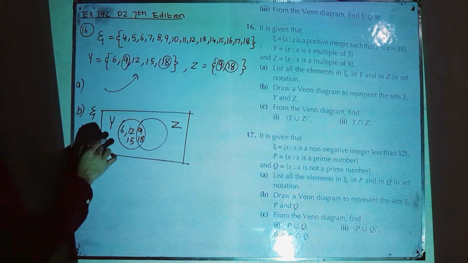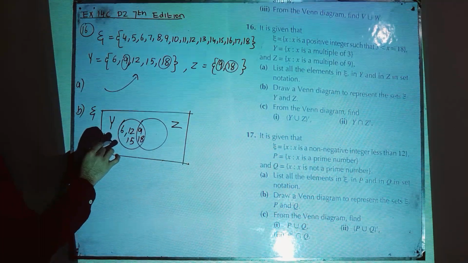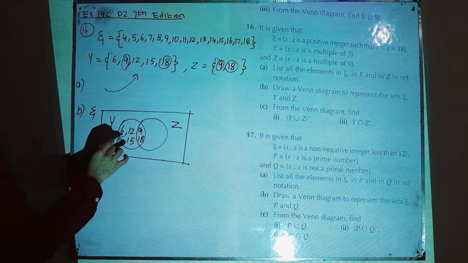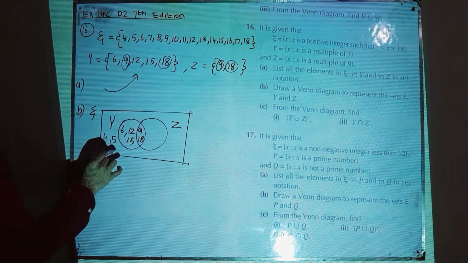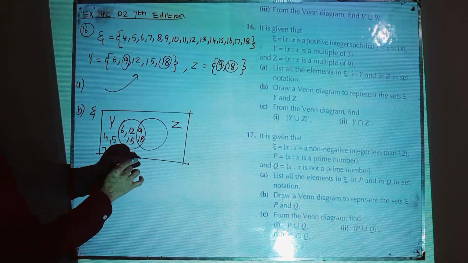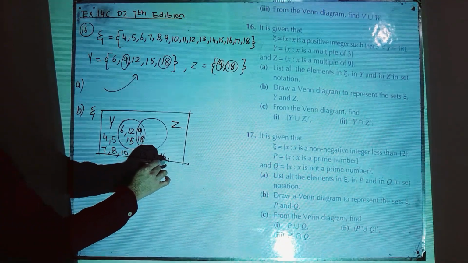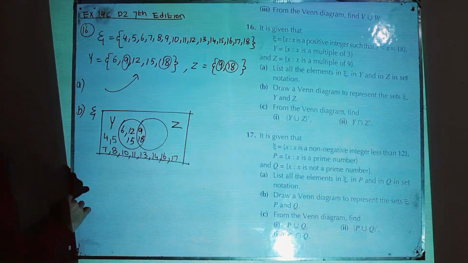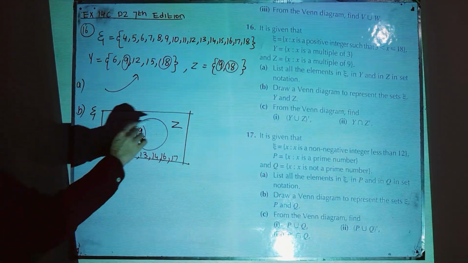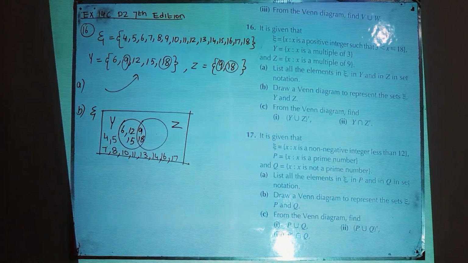So 4 will be written because 4 is not here anywhere. Then 5, yes 5, 6 is here, 7 is absent, 8 is absent, 9 is here, 10 is absent, 11 is absent, 12 is here, 13 is absent, 14 is absent, 15 is here, 16 is absent, 17 is absent, 18 is here. Okay, so this will be the representation in Venn diagram for this one.